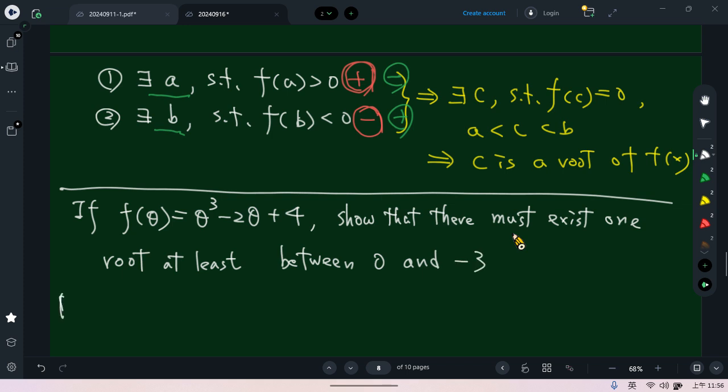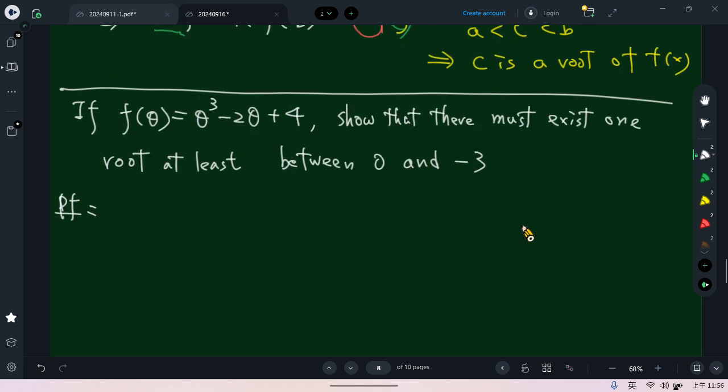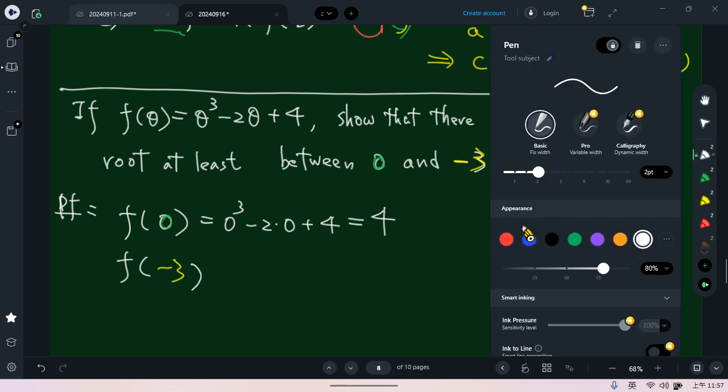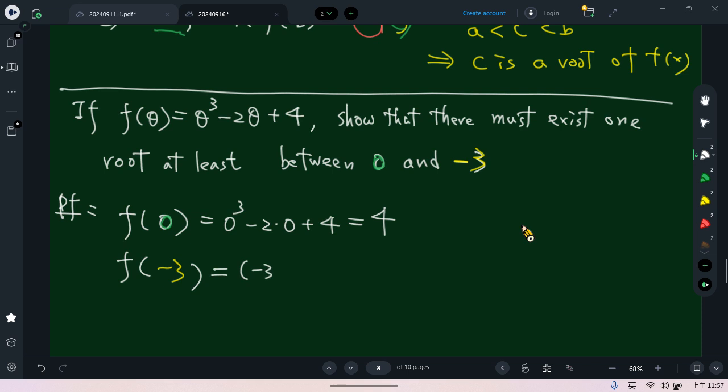So how can we do that? For example, when you use f of 0, it will be 0 cubed minus 2 times 0 plus 4. The value is 4. Then you try minus 3, then you get minus 3 cubed minus 2 times minus 3 plus 4, which gives minus 17.